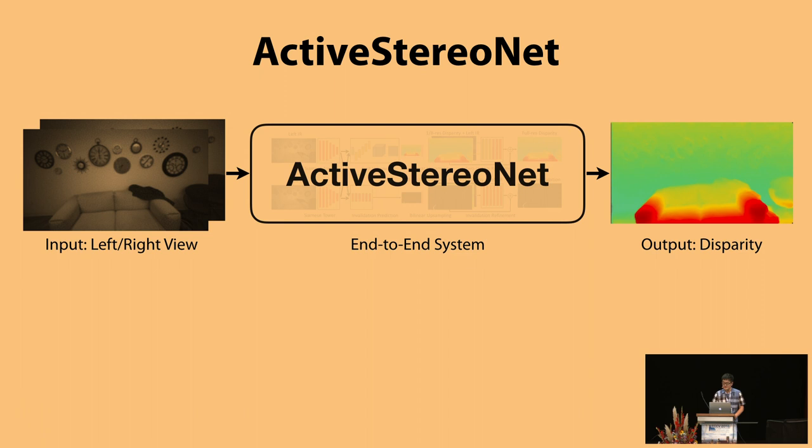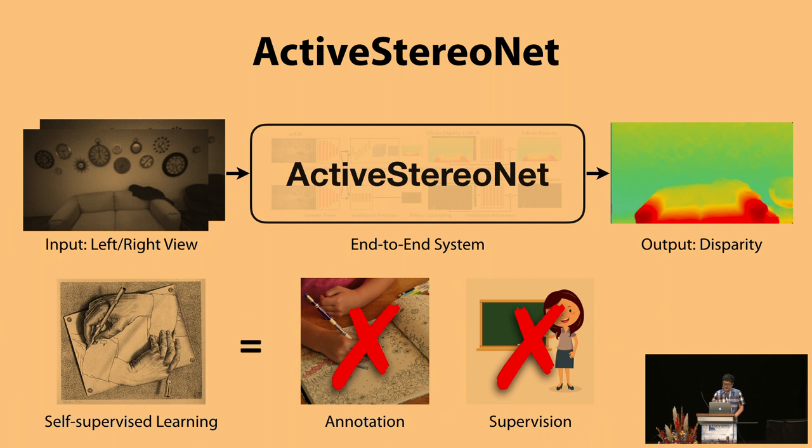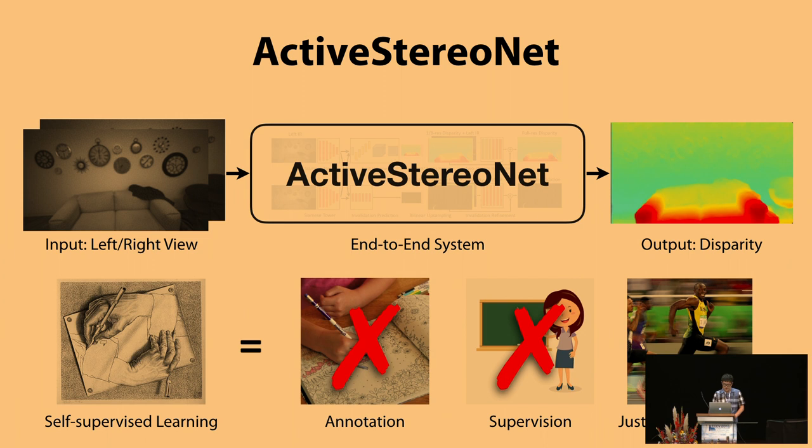At the training stage, different from traditional supervised training where you need to annotate data and learn from the ground truth supervision, ActiveStereoNet doesn't need any depth or disparity as the ground truth and can learn in a self-supervised way. Basically, keep feeding it a pair of IR images and let it run from scratch, and it will learn to produce accurate disparity automatically.